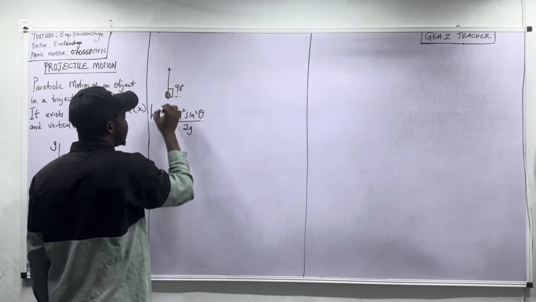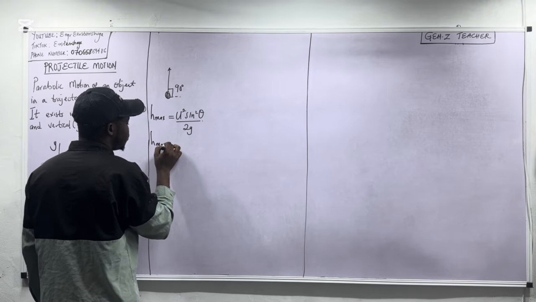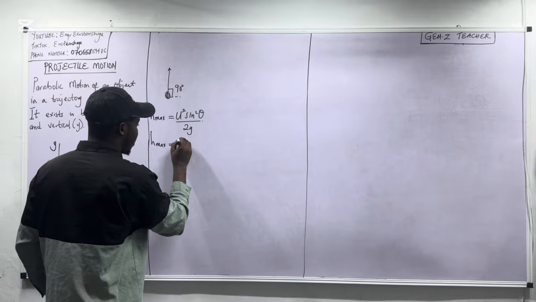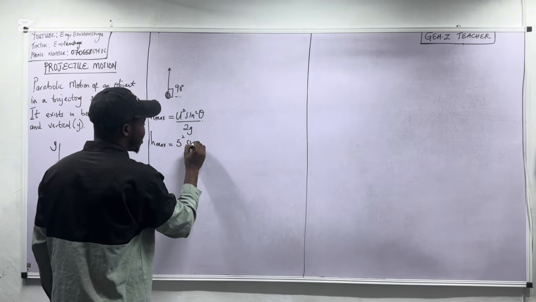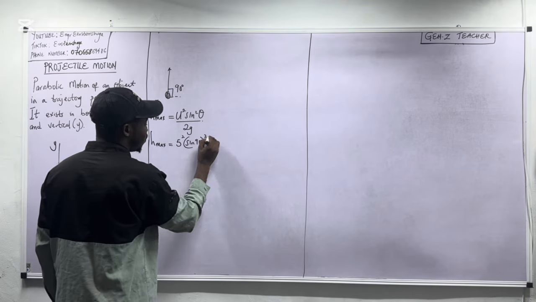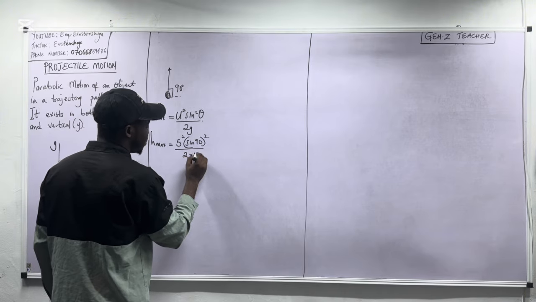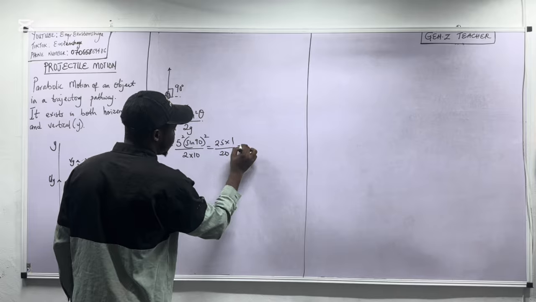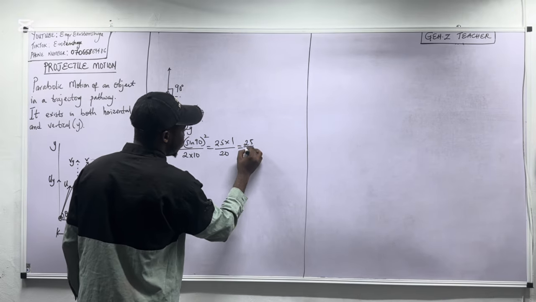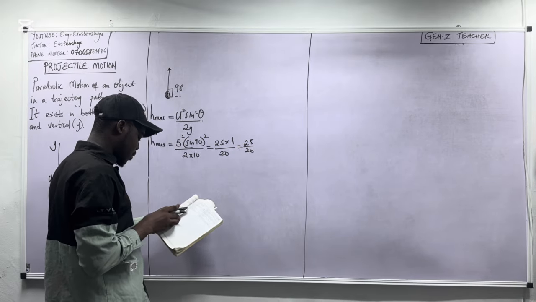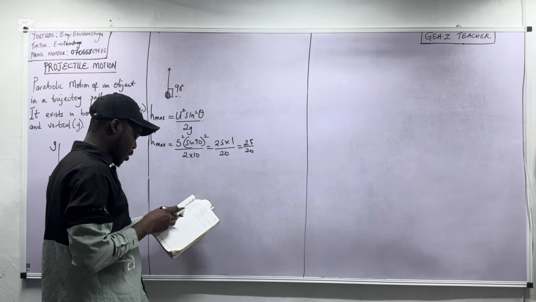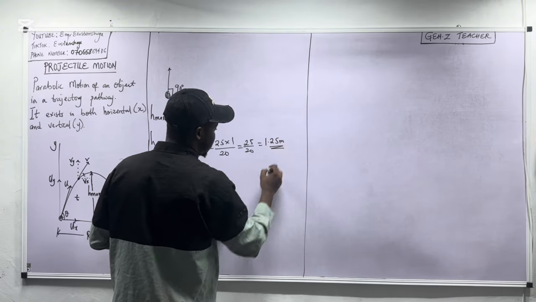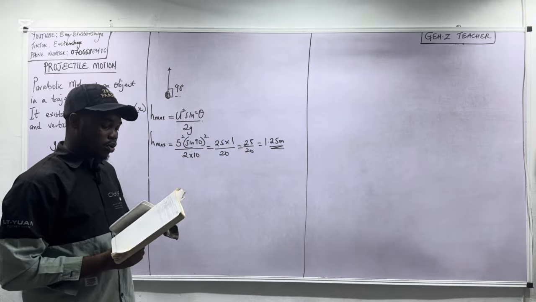Now because it is projected vertically, the angle is also what now? 90 degrees. Okay, so we're going to be having h max to be, what was the u given? The u given was 5. So we have 5 squared, sine 90 all squared divided by 2 times 10. So we have 25 times 1 over 20. Okay, so we have 25 over 20. What does this give us? Let's see. 25 divided by 20, and that gives you 1.25 meters. So the maximum height is 1.25 meters.